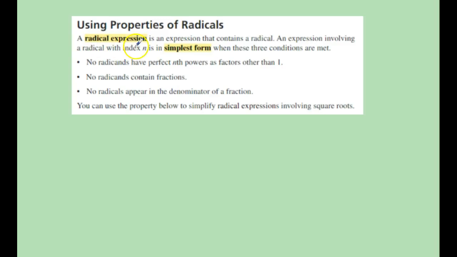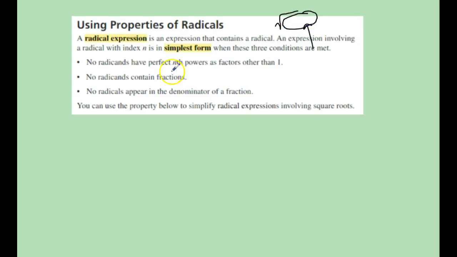So a radical expression is an expression that contains a radical, right? That makes sense. So a radical is like our square root of something. This is a radical. So an expression, we want to get it always in simplest form. And I know that it's in simplest form when I've met these three bullet points. So no radicands, and the radicand is the stuff inside here, right?